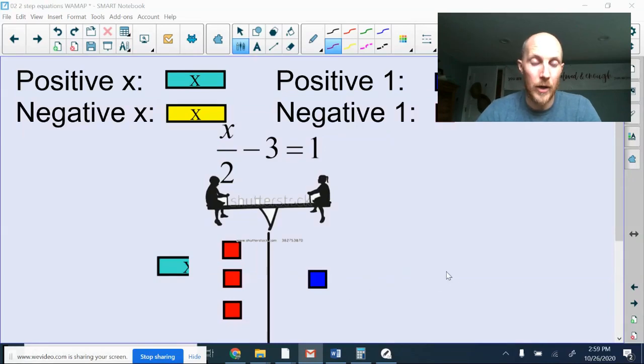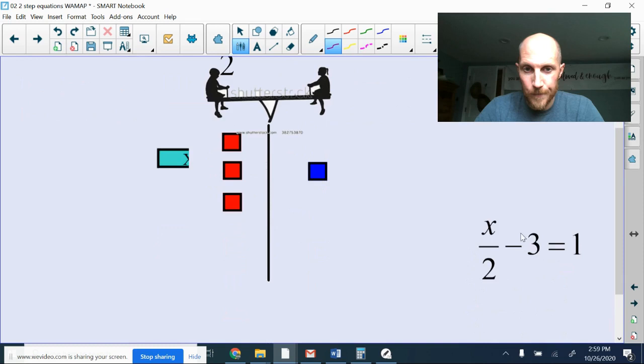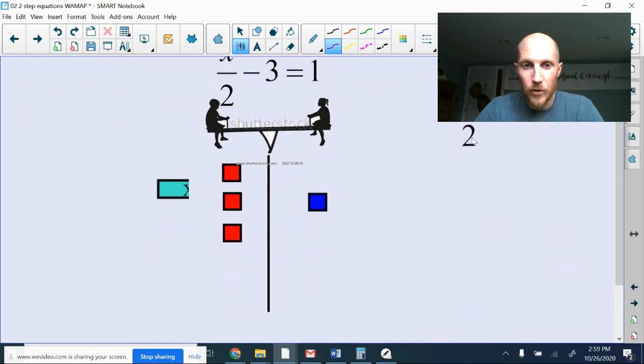Hey, so next example, we got a fraction going on here. So I got x divided by 2 minus 3 equals 1. And I'm going to bring this equation over here so that we can see both the illustration with algebra tiles at the same time that I'll show you what I'm doing just from a purely algebra perspective.